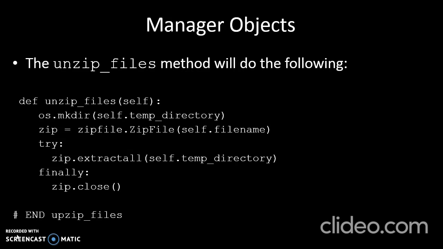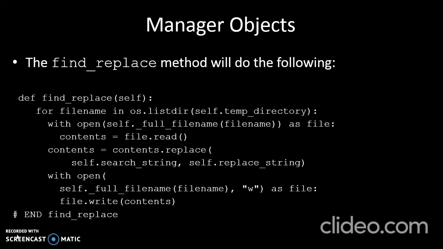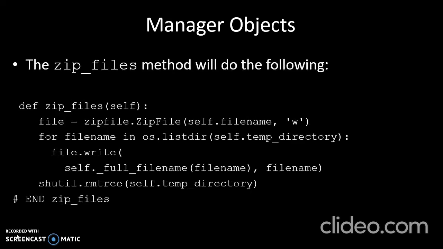So just for illustration, our unzip files method might look something like this. It has various calls we don't need to worry about at the moment, but let's just for the sake of understanding see exactly that each call within the manager object calls a specific method. So unzip files will just extract all the files to a directory. The find replace goes through each file, and within each file checks for the search string it's looking for and then replaces it with the replace string. And then the final thing is to zip up all those files, and we do that like that.